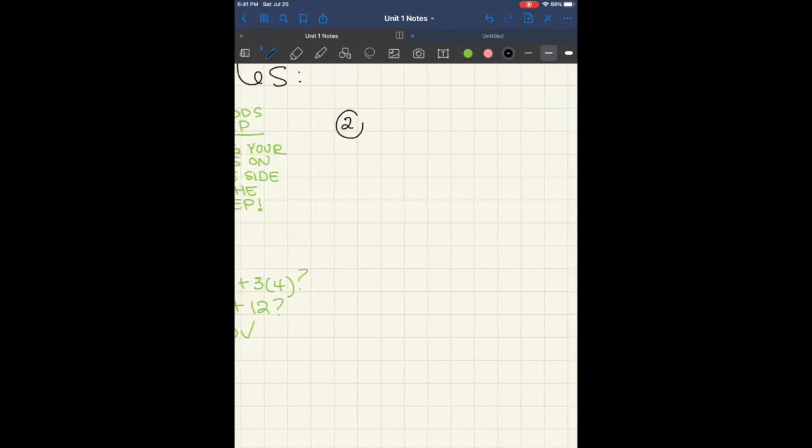Make it a habit. For number 2, we've got 8x equals 2x plus 6. I decided to subtract 2x from both sides, so I have a positive 6x on the left side, and we end up with x equals 1.